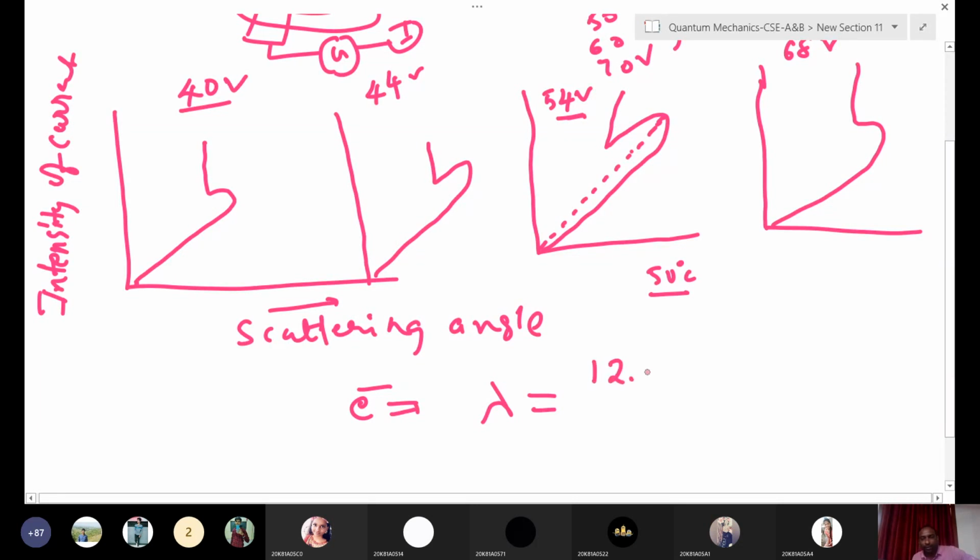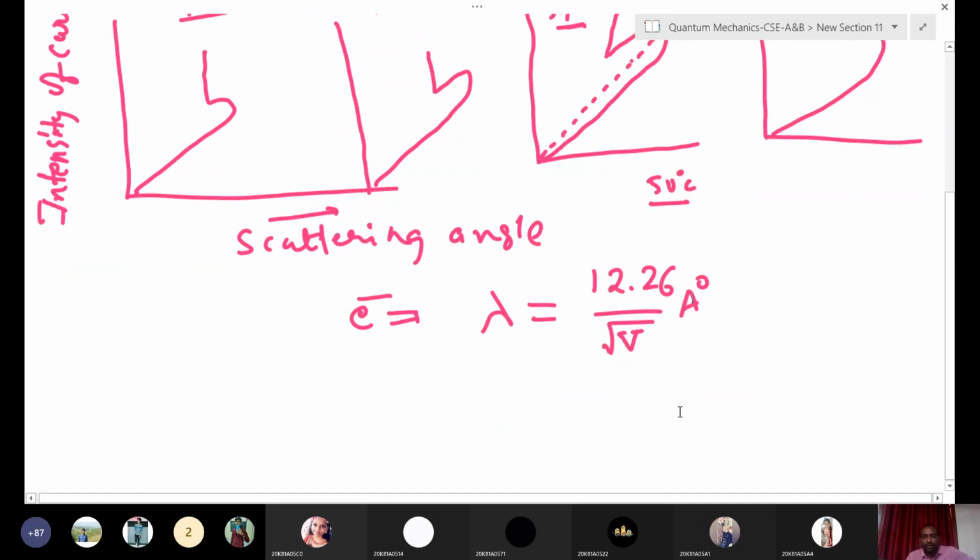For electron, it is 12.26 by root V, right? V is the potential, and this lambda is in terms of angstrom. This V is the potential. I think you remember this one. Now, we know this value already; for electron we calculated and simplified the expression.